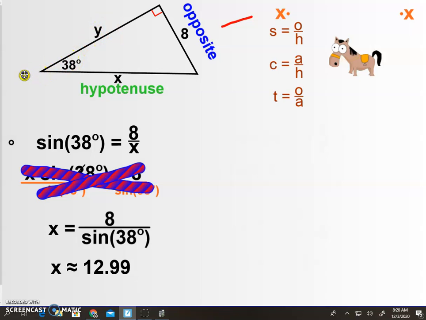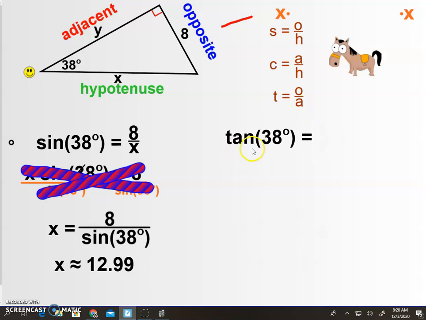So again, we're going to stand at this 38 degrees. I don't want to use this rounded value for x because, you know, it's rounded and it could be wrong. So let's use the 8. So standing here at 38 degrees, 8 is the opposite side. Y is the adjacent side. Opposite and adjacent, that's tangent. So the tangent of 38 equals the opposite, 8, over the adjacent side, y.